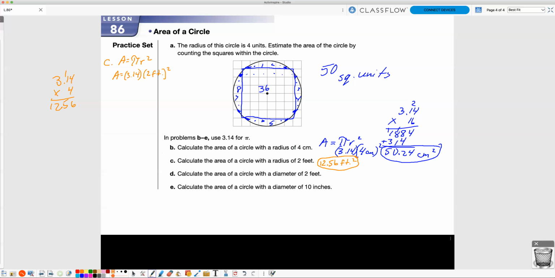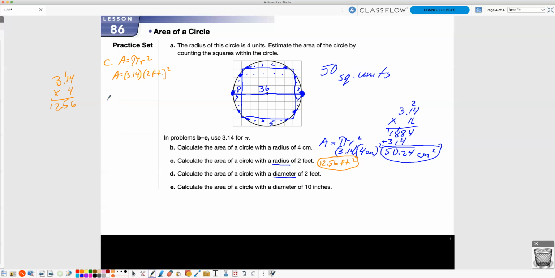And letter D, calculate the area of a circle with a diameter of 2 feet. So this one's a little bit different. Don't get confused. It says diameter here. This was radius. What is a diameter? A diameter goes from one point all the way through to the other side. So the diameter of a circle is twice the radius.